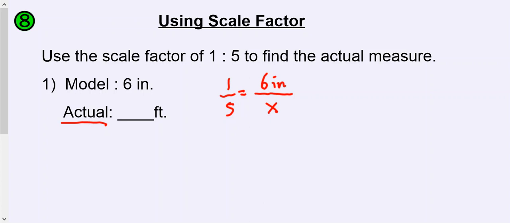Now we have a proportion, and we can multiply. So we'll multiply straight across. 1 times x will be x equals, and then 6 times 5 will be 30 inches. So x is equal to 30 inches, but now we want to put that into feet. So how many feet does 30 inches equal? Well, we know that there are 12 inches in 1 foot, so we're going to divide 30 by 12 to put it into feet.